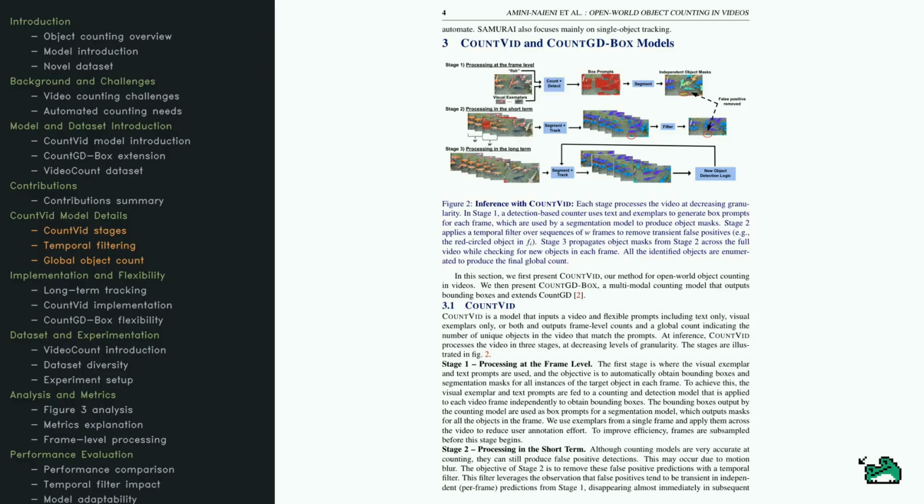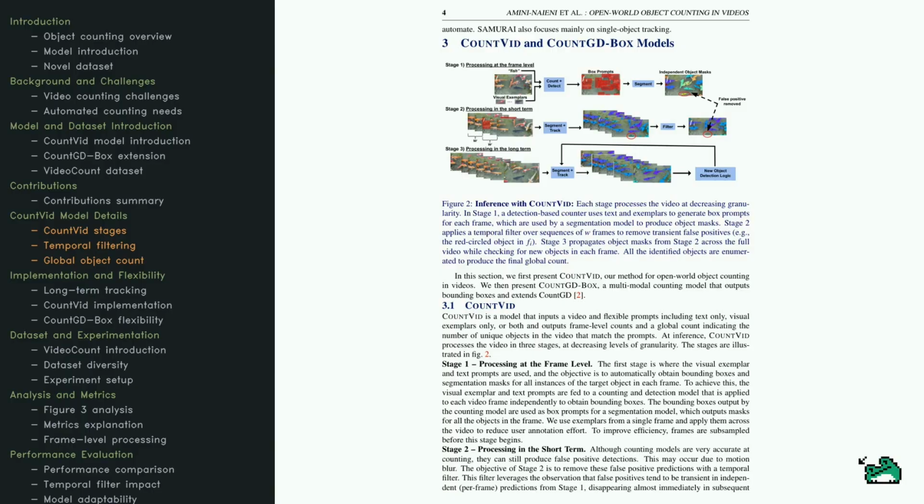In the second stage, the model addresses potential errors from stage 1. It uses a temporal filter over a sequence of frames, helping to remove any false positives. These are objects incorrectly identified in a single frame, but not consistently present across multiple frames. It's like double-checking your work for accuracy.